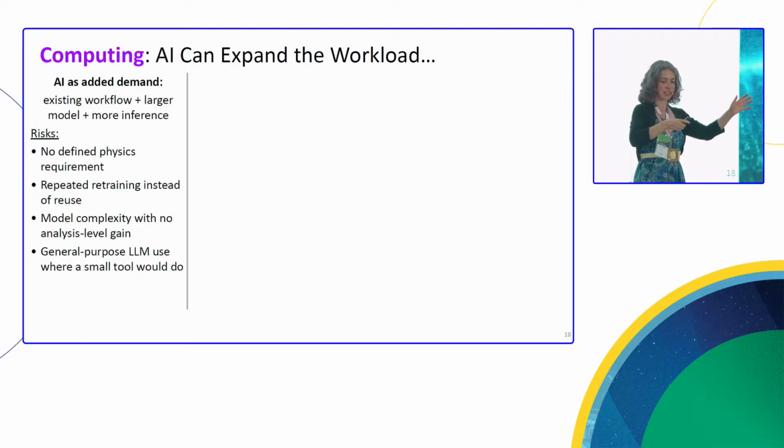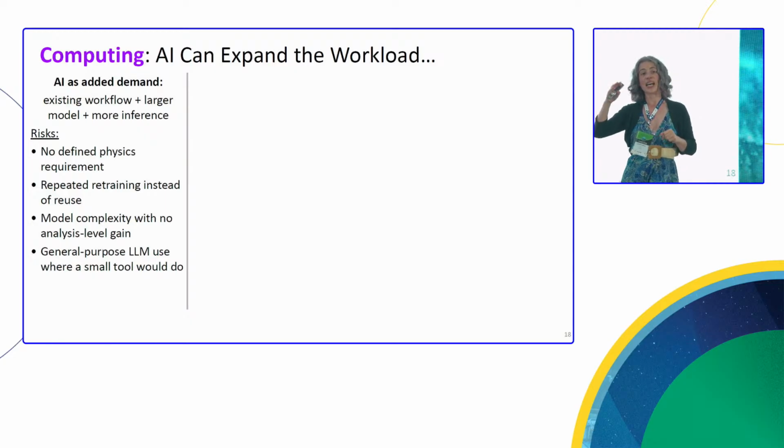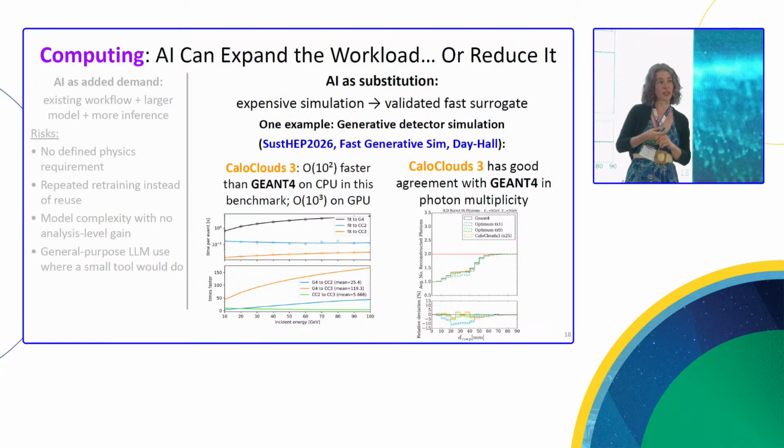If you have an existing workflow and you put in a larger model and more inference, this has risks: if you don't define the physics requirement, if you have repeated retraining instead of reuse, if you have increased model complexity without an appreciable analysis-level gain, or if you use, for example, a general-purpose LLM where a small tool would do. On the other hand, AI could reduce your workload.